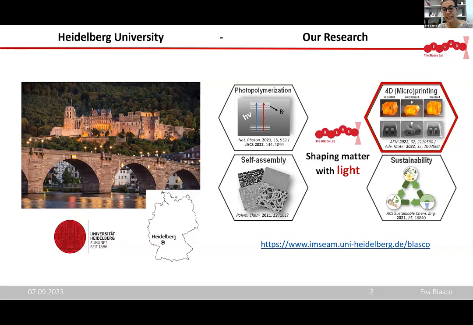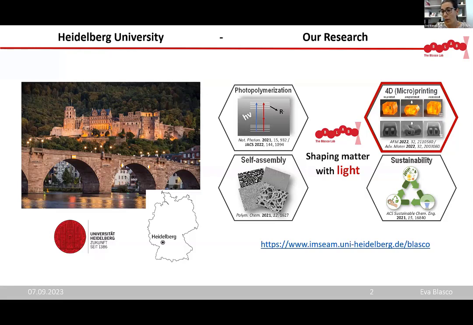Regarding our research, I'm a chemist by training, and we are very interested in designing new materials for 3D and 4D printing. Our main tool is light, so we are also very interested in the more basic background of photopolymerization. Due to my background, we also have some projects in self-assembly and more recently in sustainability. But today, as you can imagine, I will present our recent work in 4D microprinting.